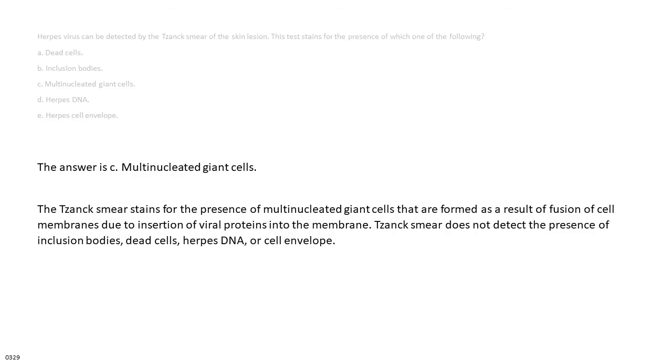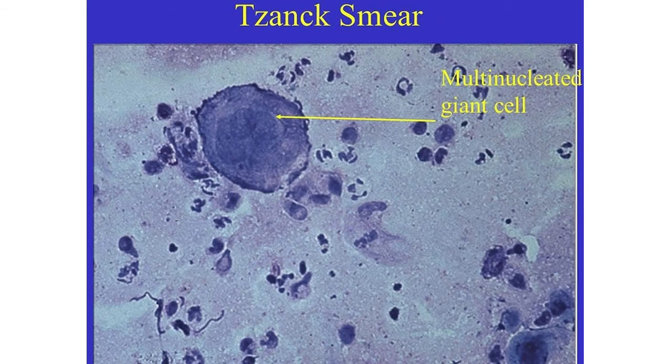The answer is C. Multinucleated giant cells. The Tzanck smear stains for the presence of multinucleated giant cells that are formed as a result of fusion of cell membranes due to insertion of viral proteins into the membrane. Tzanck smear does not detect the presence of inclusion bodies, dead cells, herpes DNA, or cell envelope.